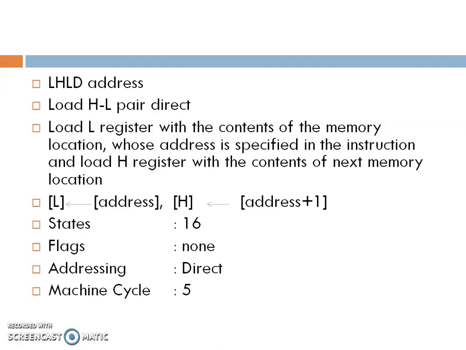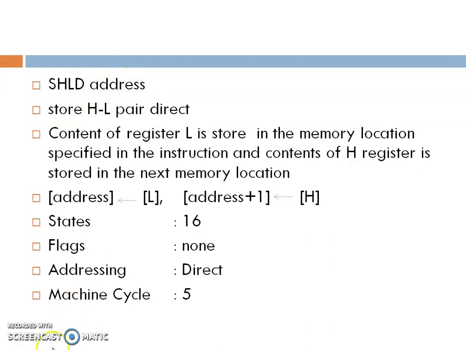First one opcode fetch, second one memory read, third one memory read, and the fourth and fifth are also memory read. During the fourth machine cycle, the contents of the specified address location, say 2500, are read and placed in the L register, and during the next memory read machine cycle, that is the last one, the contents of the next address location are read and placed in the H register.